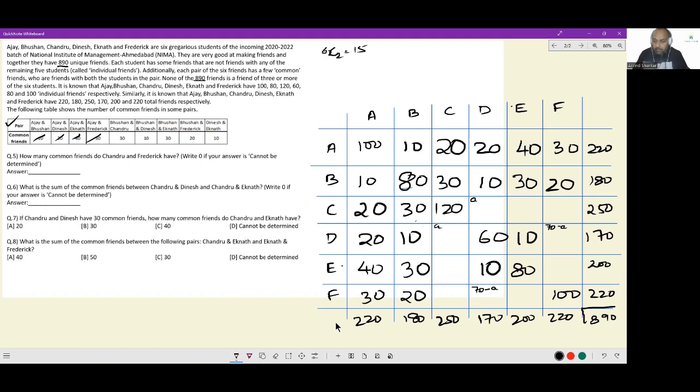DNF and 70 minus A. Okay, this much we can infer. Now the next thing, notice, look at the row for E or the column for E. If I take this as B, this will also be B, this will also be B. And now for this row again, I can do the same working. 40 plus 30 plus 10 is 80. 80 plus 80 is 160. So I need 40 minus B. Now if this is 40 minus B, this will also be 40 minus B, this will also be 40 minus B. Absolutely wonderful.